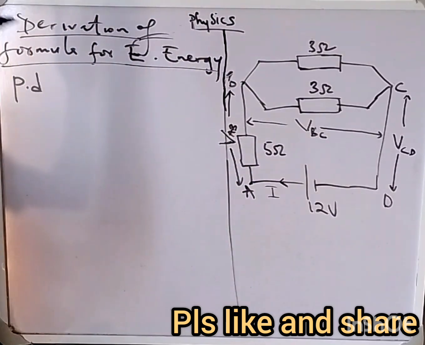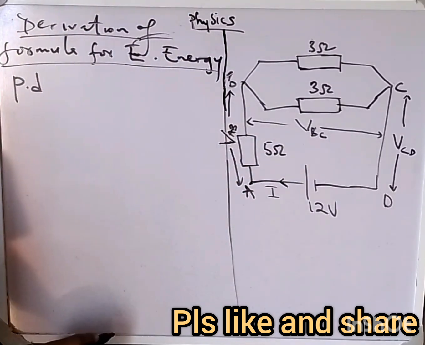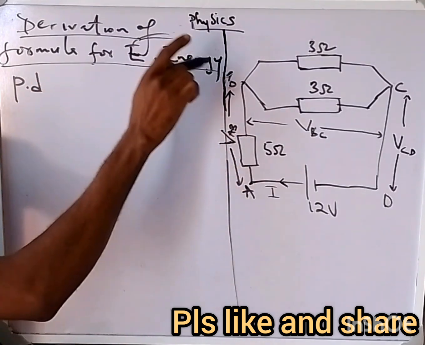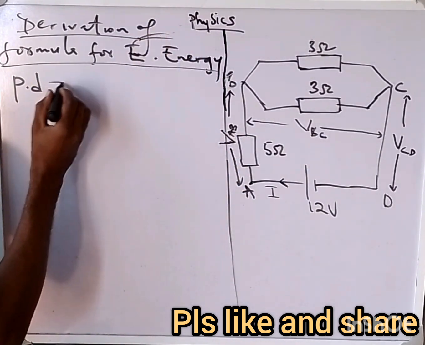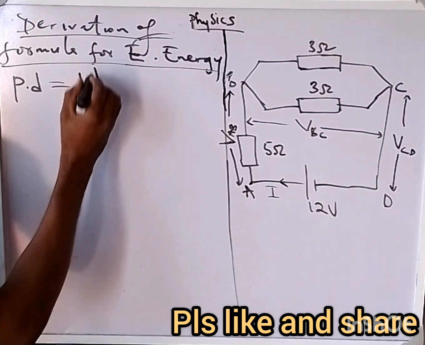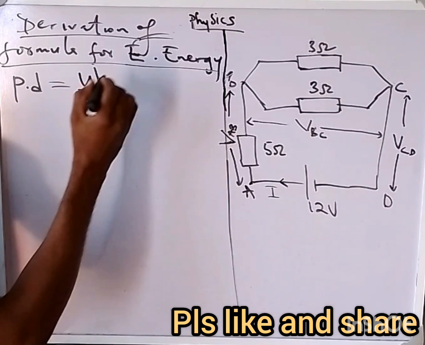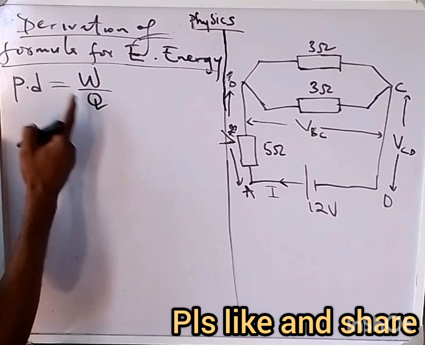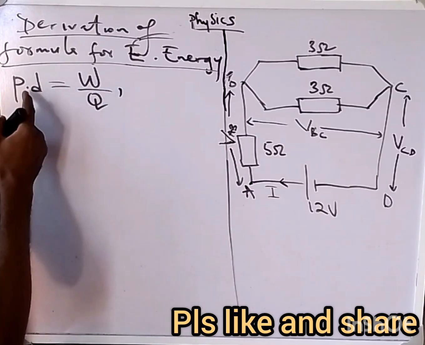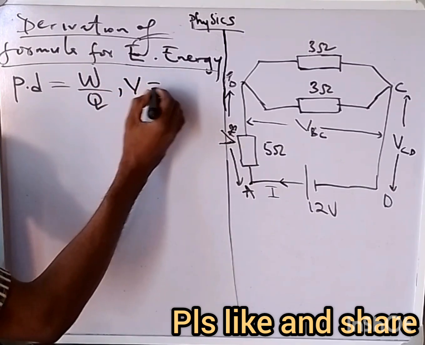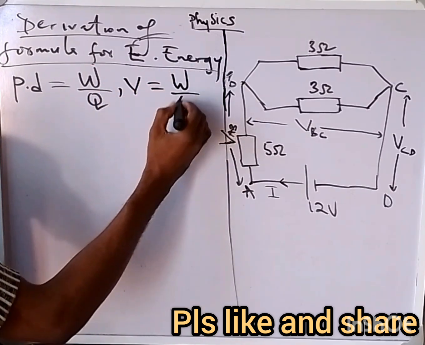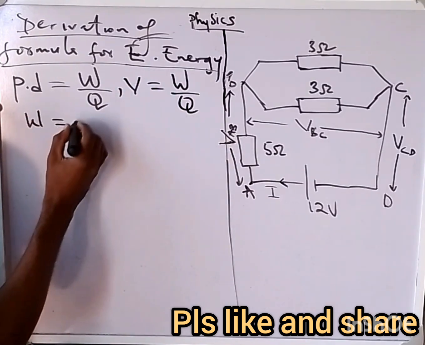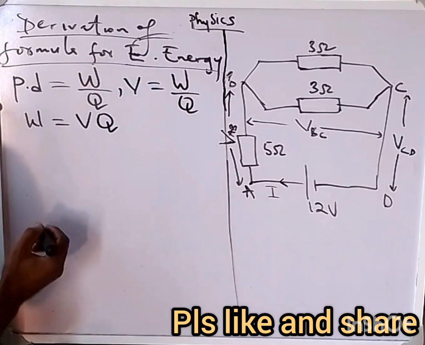Work done in moving 1 unit of charge from one point to another. So if it is like that, we can now say it is equal to W over Q. W is work done. Q is quantity of charge. So we can write PD the same thing as V. So V is equal to W over Q. Then we can make work done the subject. Work done is equal to VQ.